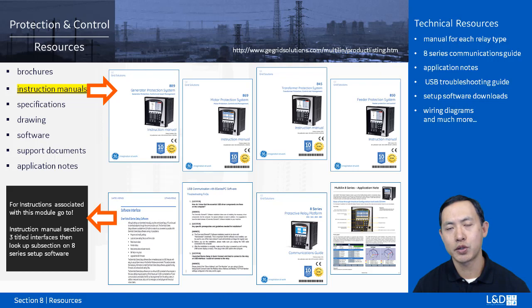The technical resources used for these modules are the manuals from all the 8 series relays, and particularly the chapters on the software interface. Another resource we used is the USB troubleshooting guide, which is saved under the Vista software directory, which can be accessed from your local drive. That's all the technical resources we used for this 102 software interface module.